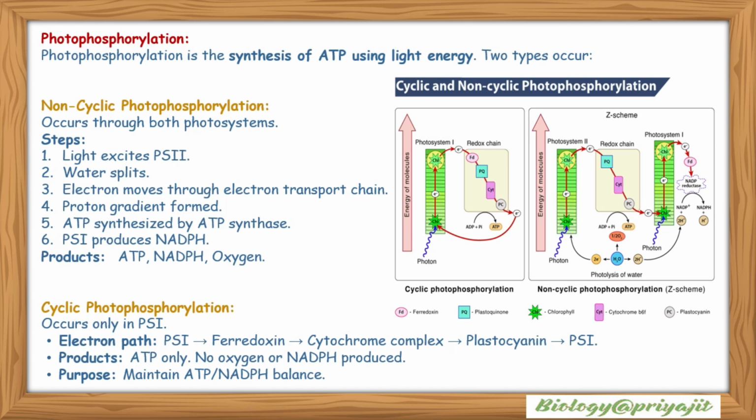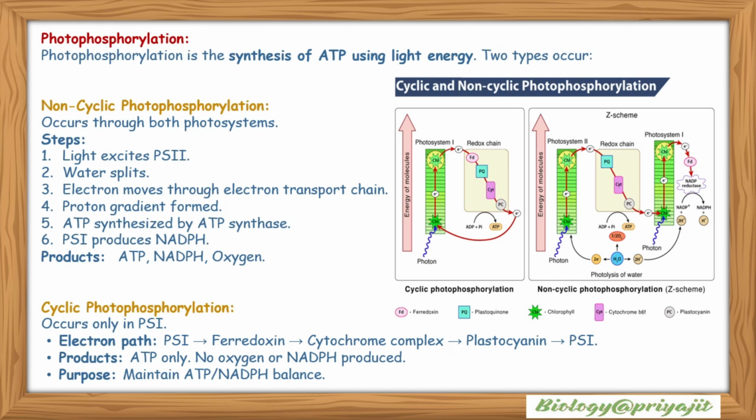Now, non-cyclic photophosphorylation occurs through both photosystems. Light excites PS2, then water splits, the electron moves through the electron transport chain, then a proton gradient is formed, ATP is synthesized by the enzyme ATP synthase, and PS1 produces NADPH. Here the products are ATP, NADPH, and oxygen.